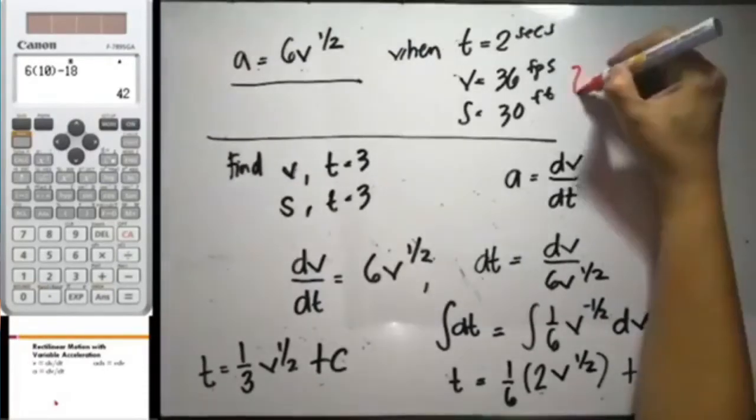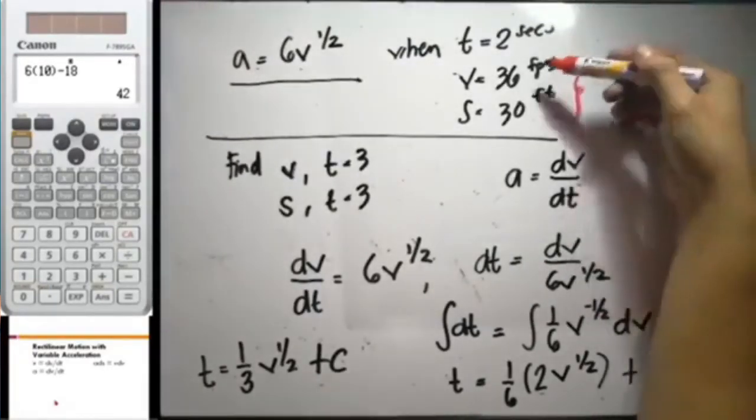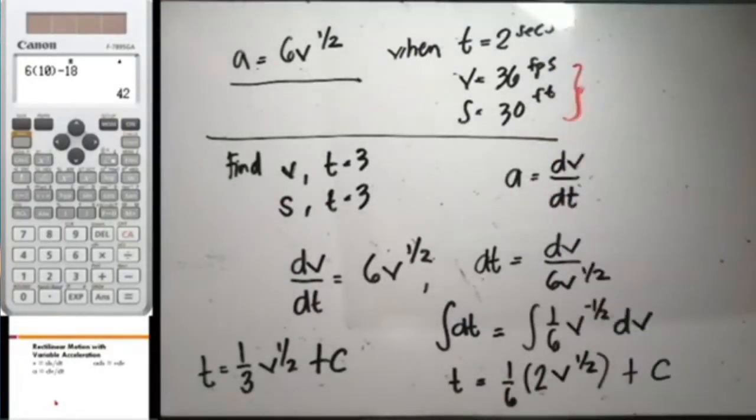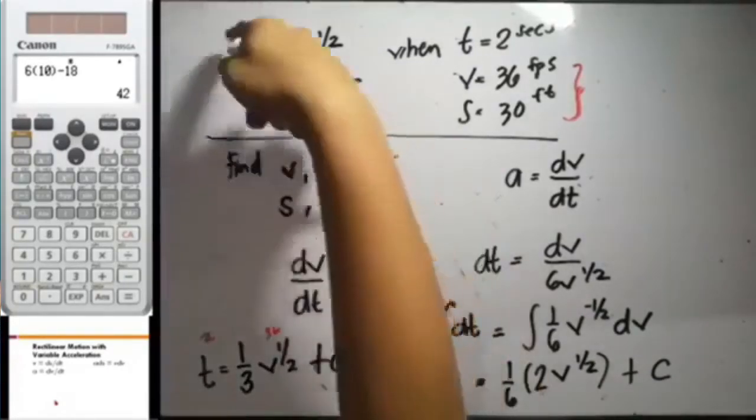Kapag may mga ganitong given, when time equals 2 seconds, given na velocity is equal to ganito, distance equals ganito, pinapagamit sa iyan to solve for the constant of integration. Okay? So, t equals 1/3 v raised to 1/2 plus c. Pero sabi, when time is equal to 2 seconds, velocity equals 36. So, masosolve mo itong constant of integration to fully solve for the velocity equation na kailangan mo to solve the question. Okay? Ulit ha. We use the given equation.